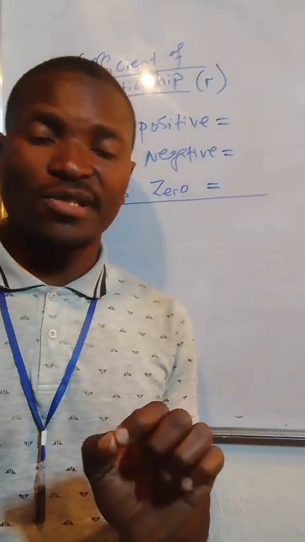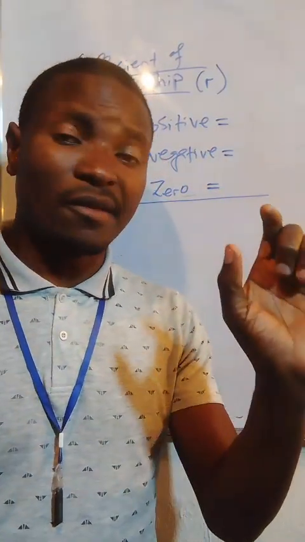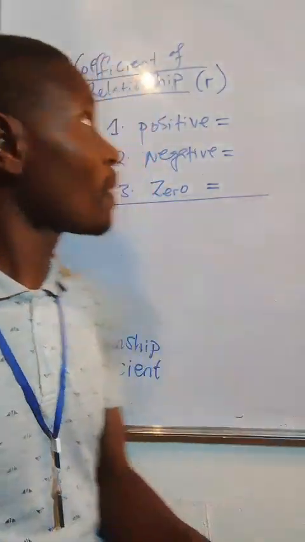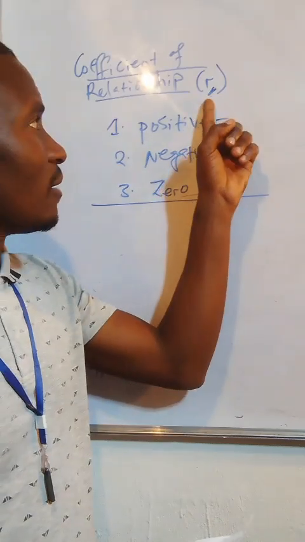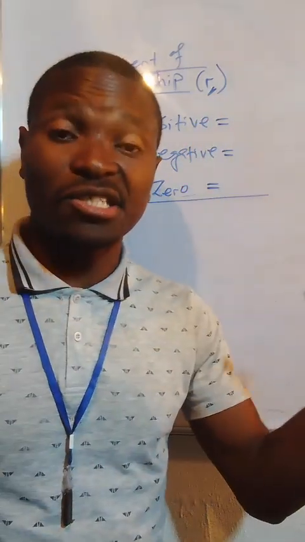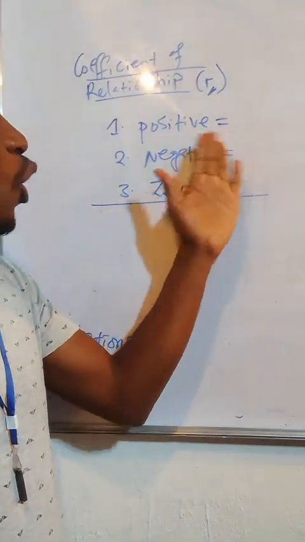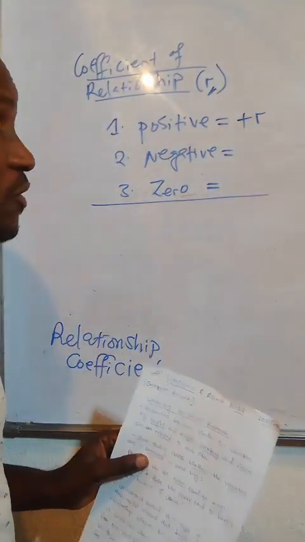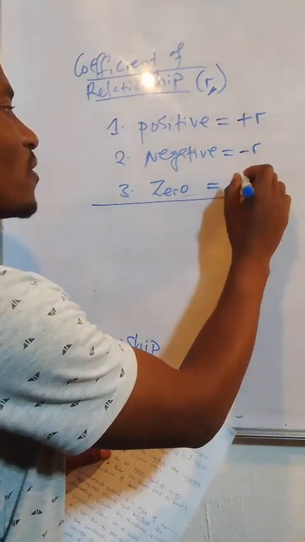Now what you need to understand is the coefficient of relationship is denoted by the letter R, okay. So this is letter R, and it simply stands for the relationship coefficient. The coefficient has no units. The coefficient of relationship could be positive, so this could be a positive R, and then could be a negative R, or even just 0.